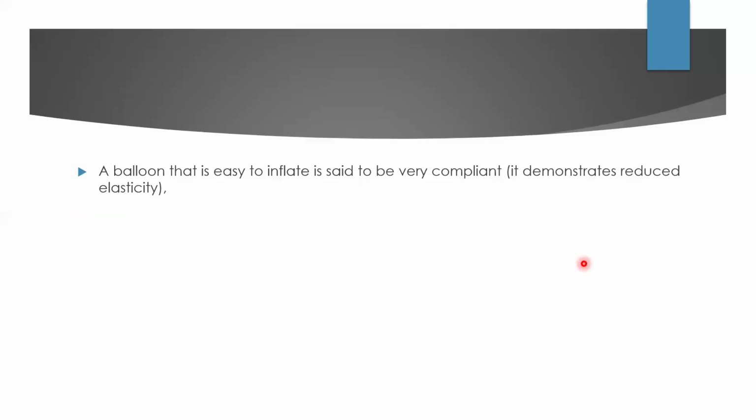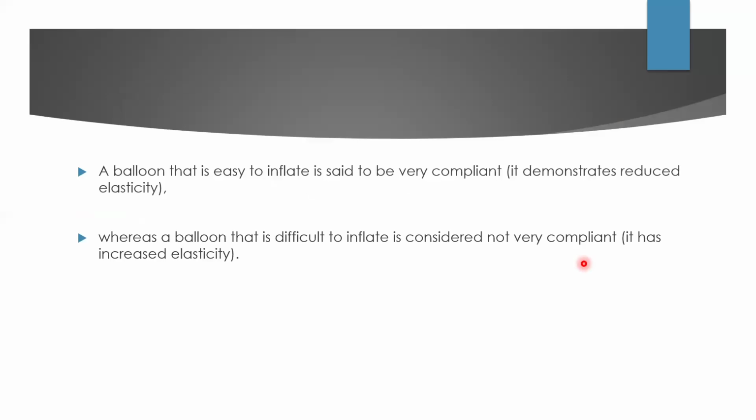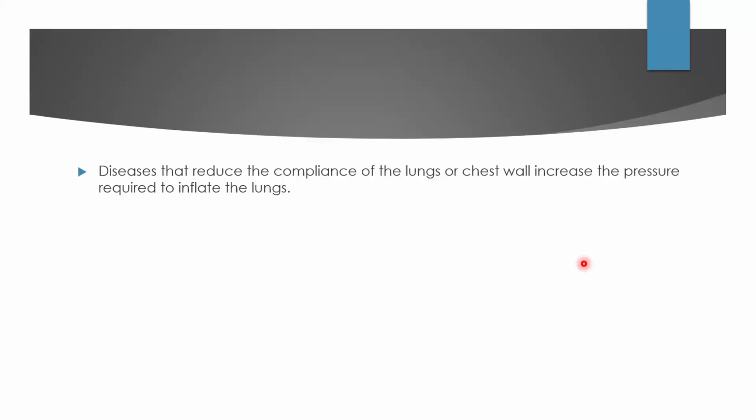Or it is more compliant. When it is easy to inflate, the lung is more compliant and less elastic. And when the balloon is very difficult to inflate, it is less compliant and more elastic. Elastic means it retains its original shape. Compliant means it expands, or the volume changes with the same pressure. The volume changes more with the same pressure.